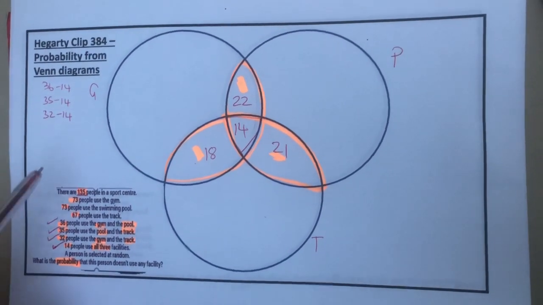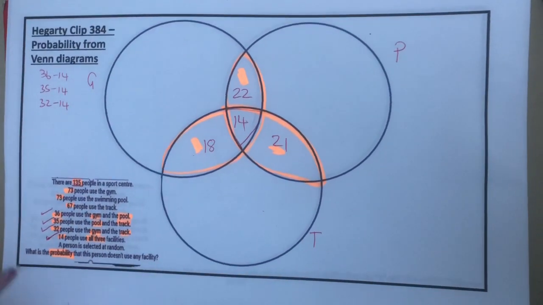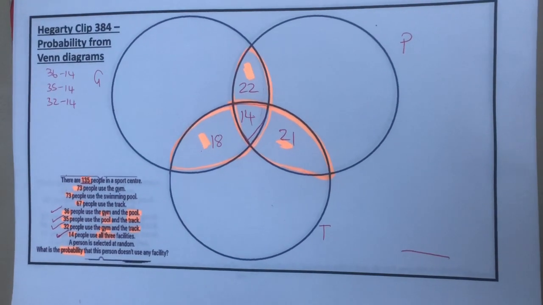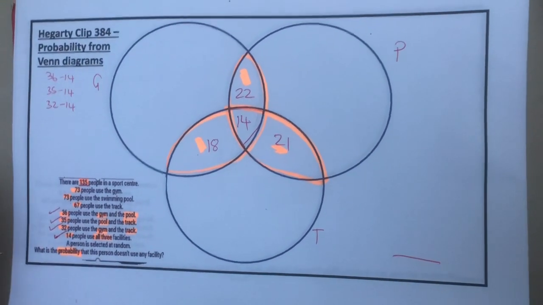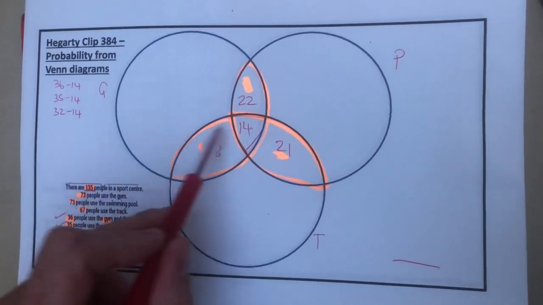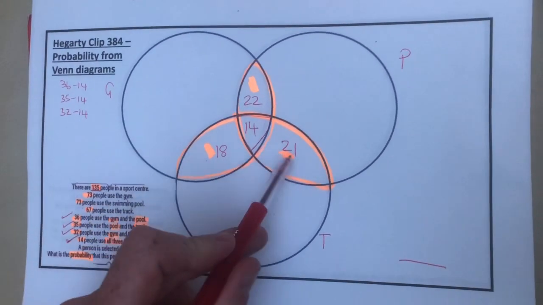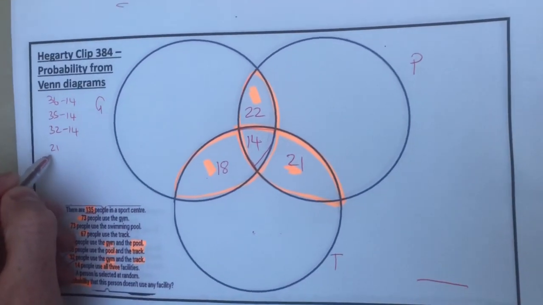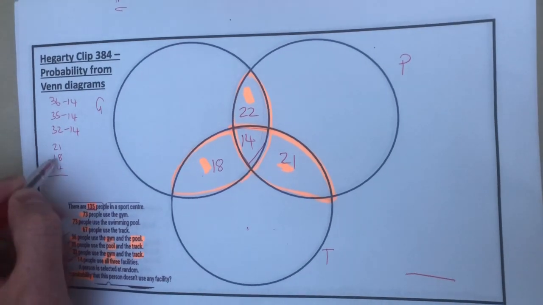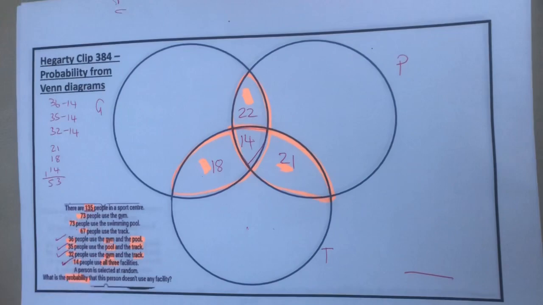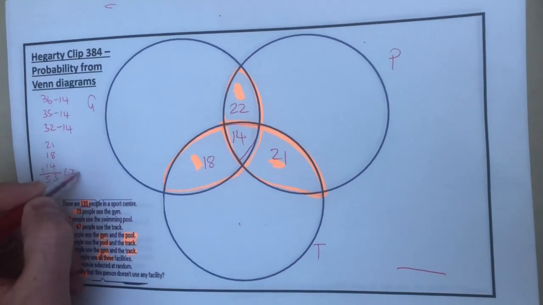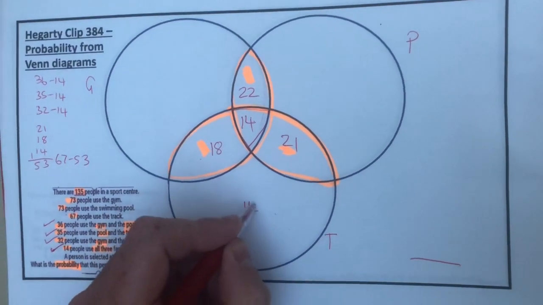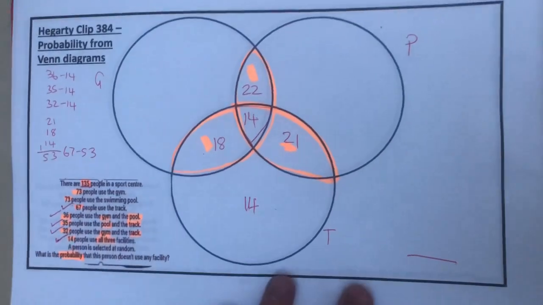So next, you've got 1, 2, 3 sections empty, plus you're going to have another one on the outside for anyone who doesn't use those facilities. So let's go next. 67 people use the track. So that's this section at the bottom. So you've got 18, 14, 21 and the one you're missing make 67. So 21 plus 18 plus 14 is 53. And then you're doing 67, take away 53. So that'll be 14. So tick to say we use that.